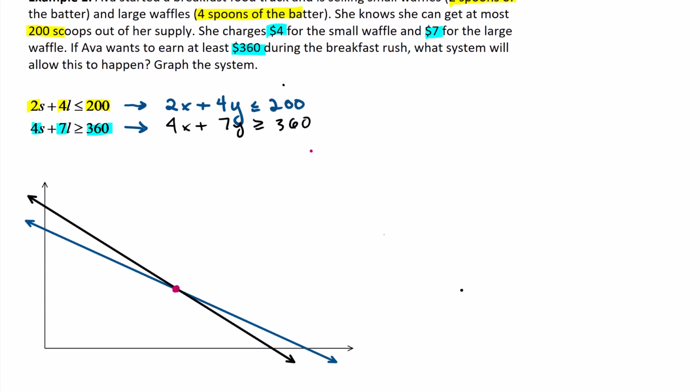So here we have the 3 points that bound the area that is true or will provide what the system requires. And those points are (20, 40), (90, 0), and (100, 0).